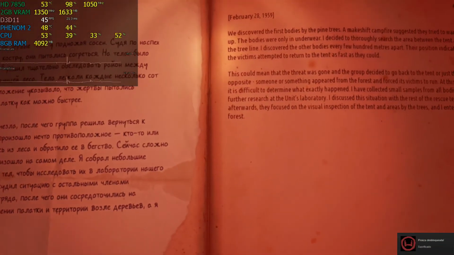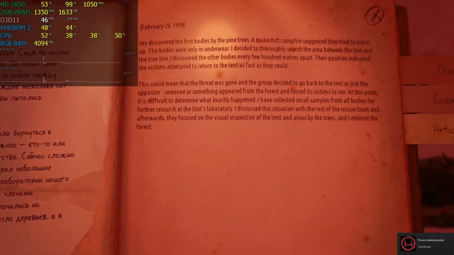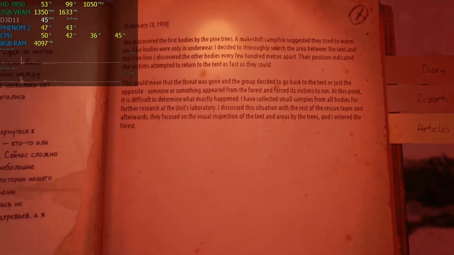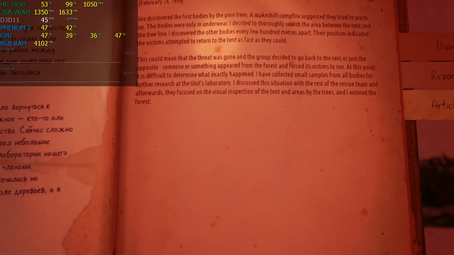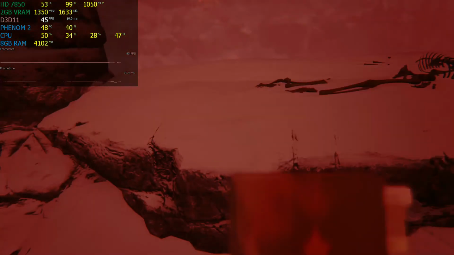The first bodies by the pine trees. A makeshift campfire suggested they tried to warm up. The bodies were only in underwear. I decided to thoroughly search the area between the tent and the tree line.